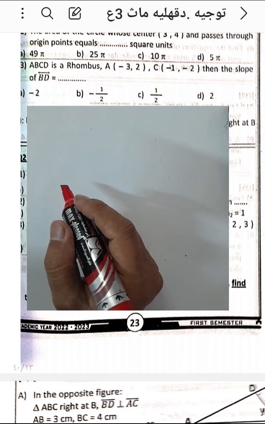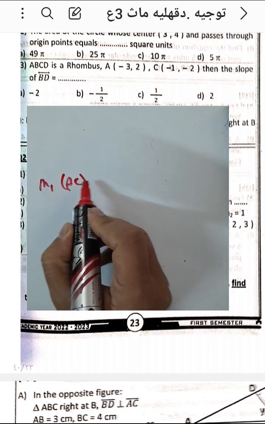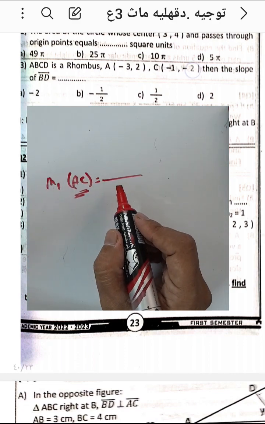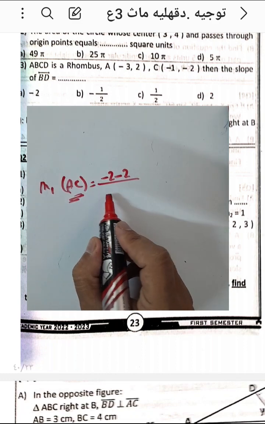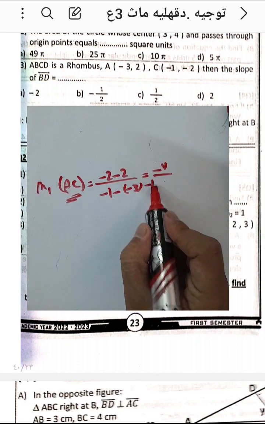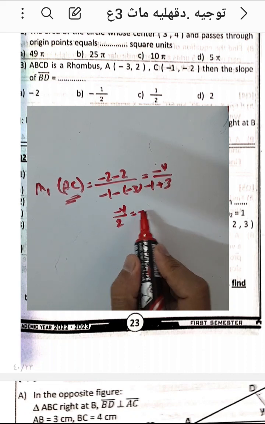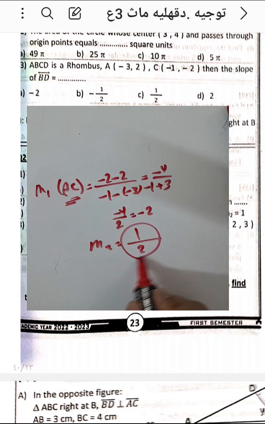We have a slope about AC. I will write AC reverse to M1. Slope about AC negative 2 minus 2 over negative 1 minus minus 3 will be negative 4 over negative 1 plus 3. Right, negative 4 over 2, it will be negative 2. Then the slope second, it will be 1 over 2. Result will be 1 over 2.